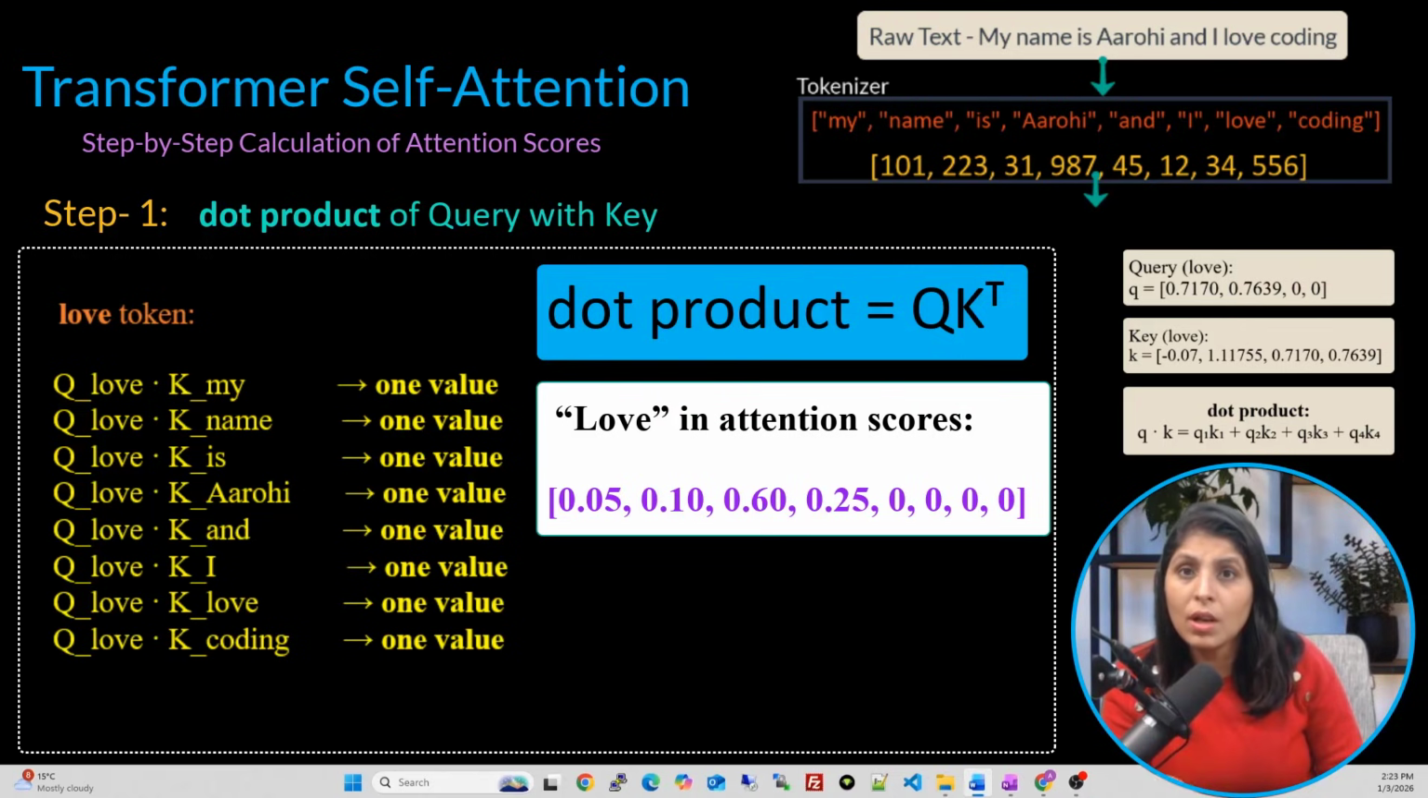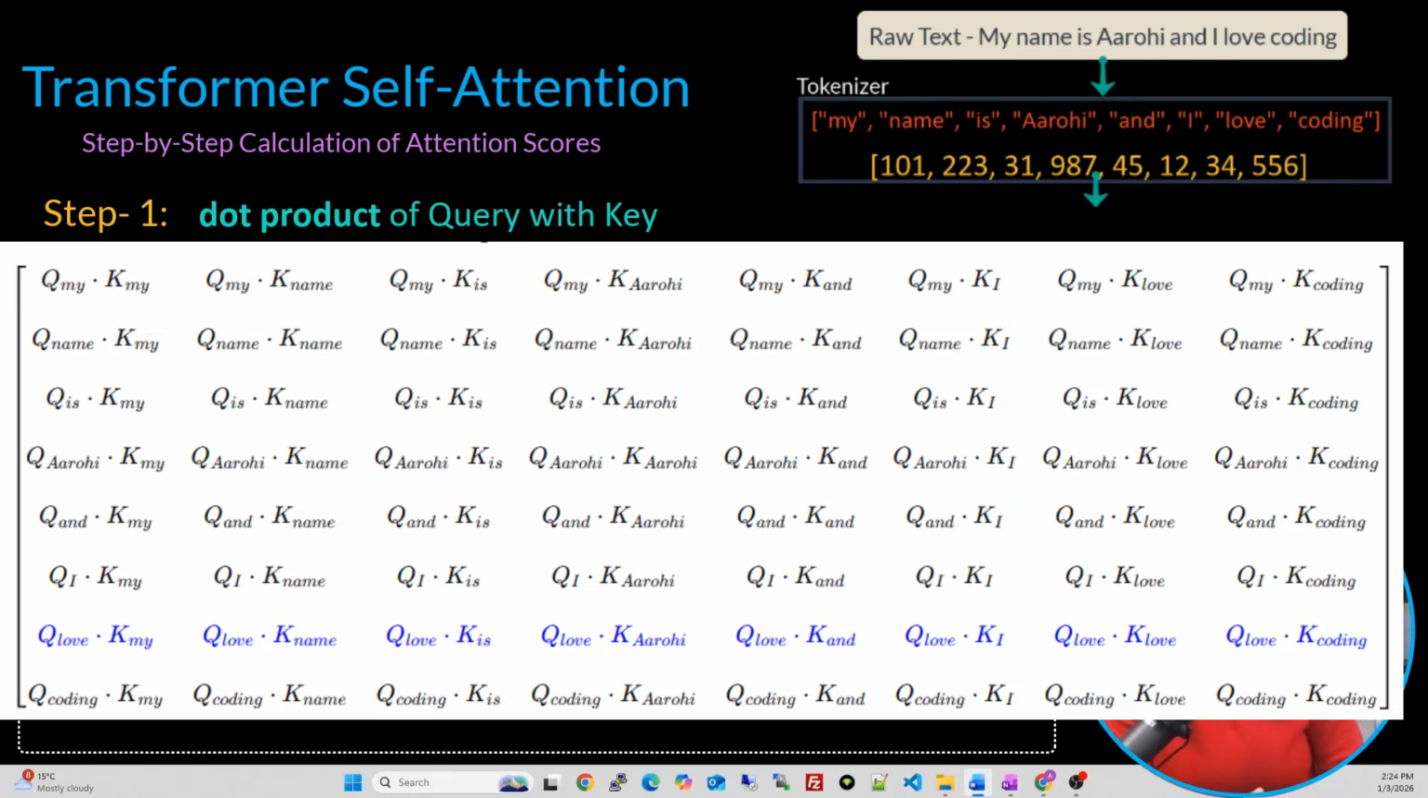So for row love in the attention scores, we have this. This means it is giving 5% attention to my token, 10% attention to name token, 60% attention to is, and 25% attention to Aarohi. And like this, these scores tell you how much attention it is paying to other tokens. After doing this for all the tokens, for all the words, you will get the attention scores. And this process is called dot product attention.